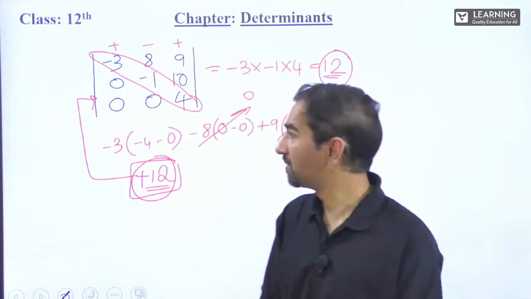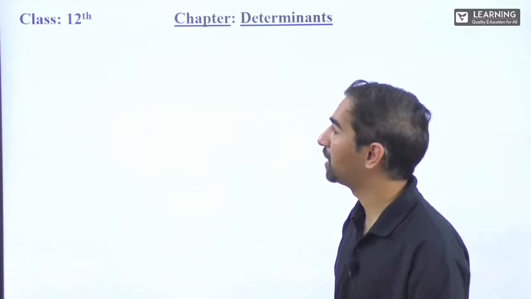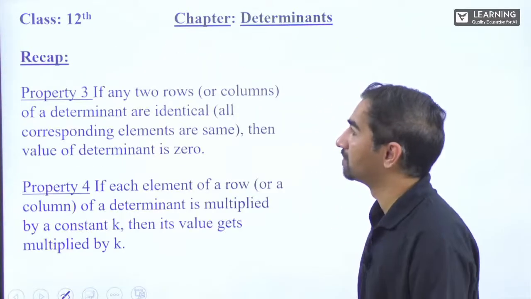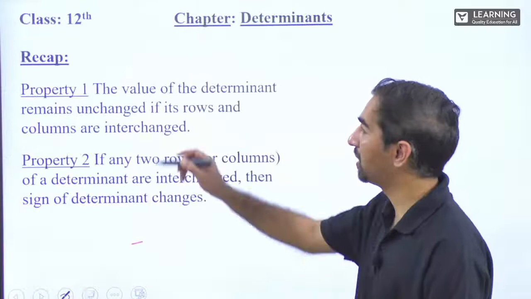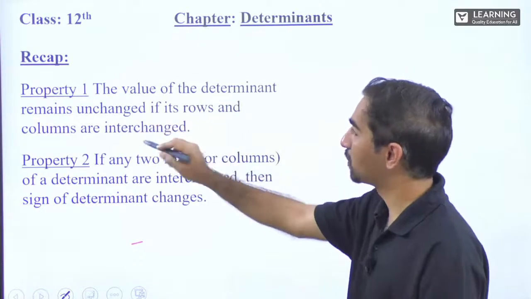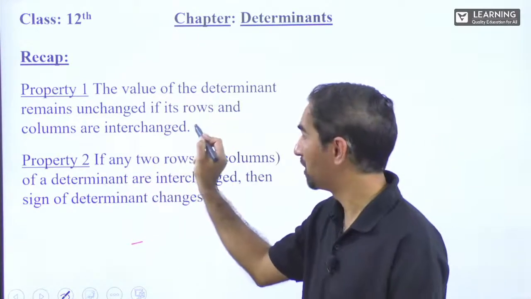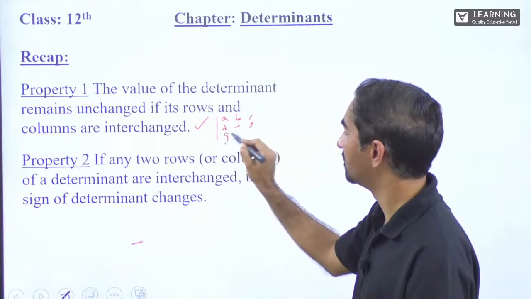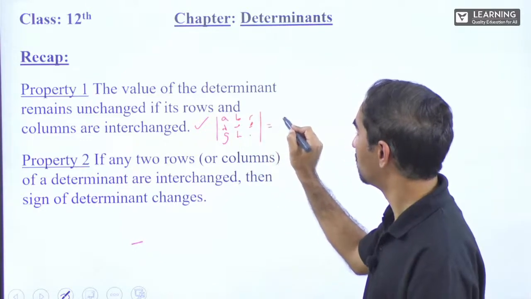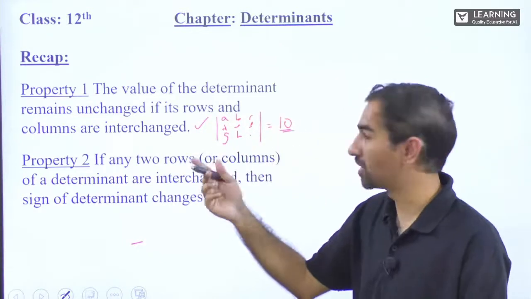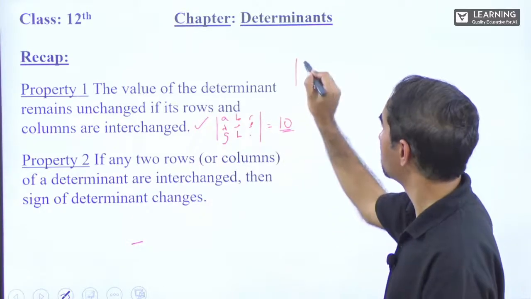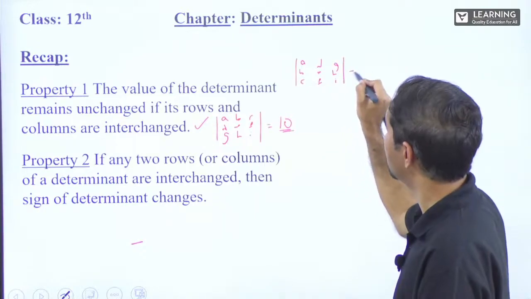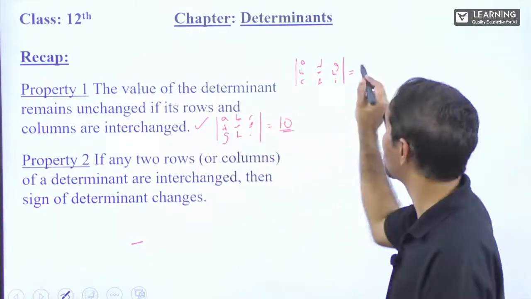So once again revising from the very beginning, property 1 to property 7. Property 1: the value of the determinant remains unchanged if its rows and columns are interchanged. This we have already proved. For example, A, B, C, D, E, F, G, H, I is equal to 10, just an assumption. Then change the rows and columns, A, B, C, D, E, F, G, H, I. This will also be equal to how much, students? This will also be equal to 10.